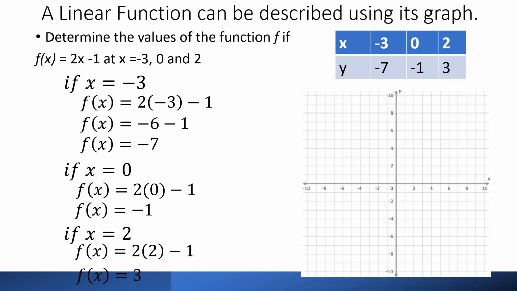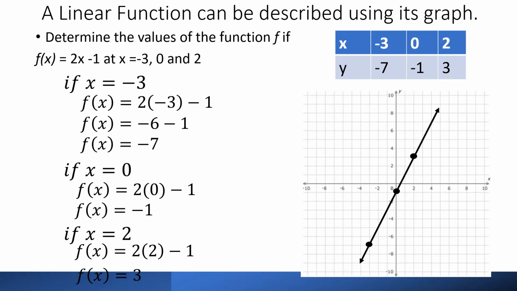Then, locate these points on a Cartesian plane. So, we have negative 3, negative 7 represents that point. Then we have 0, negative 1, and 2, 3. Then, connect the points. And that is now the graph of a linear function.